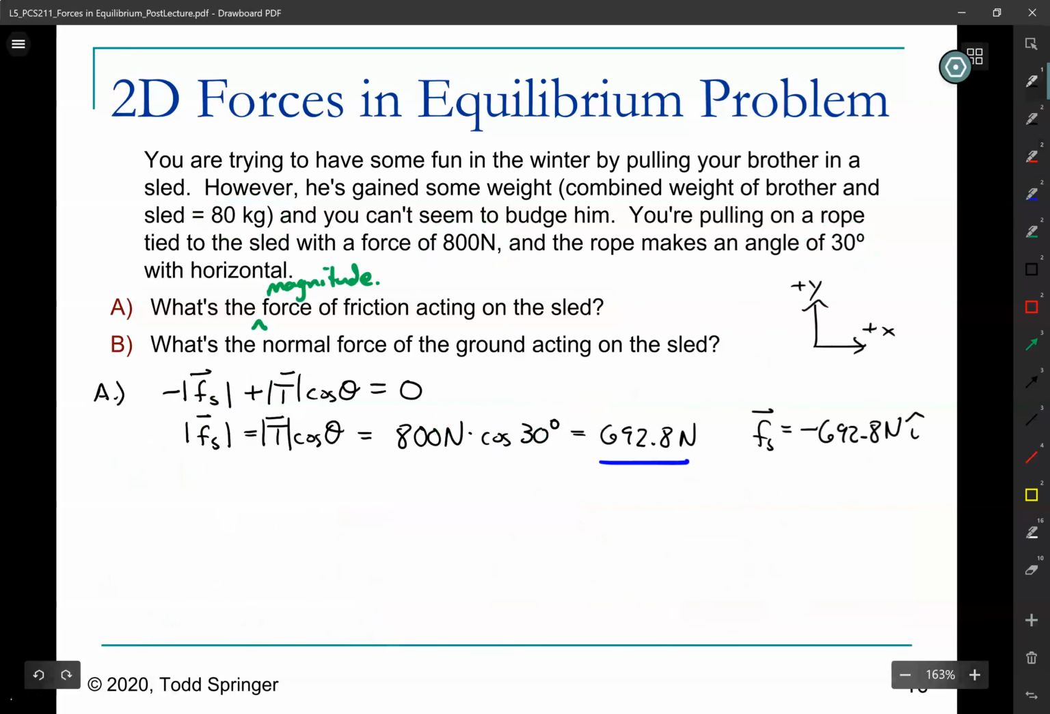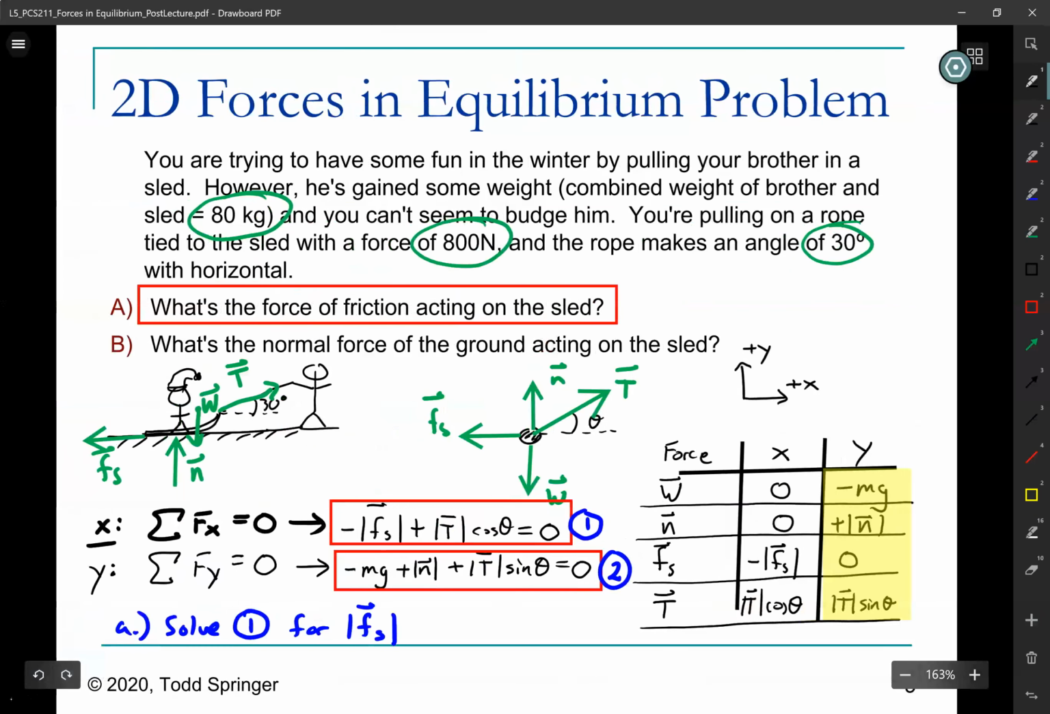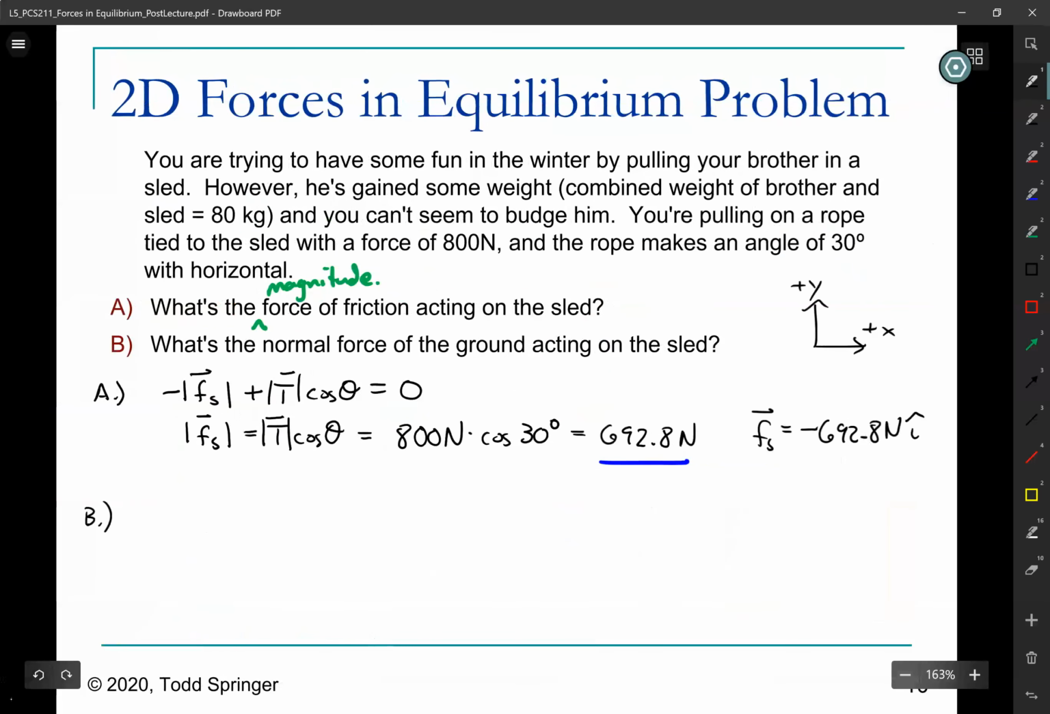Okay, now let's do B, and that's going to be the y direction. So I'm going to solve equation 2 for the normal force.